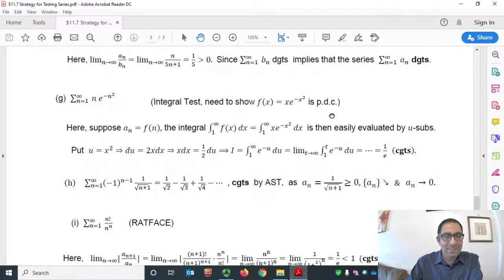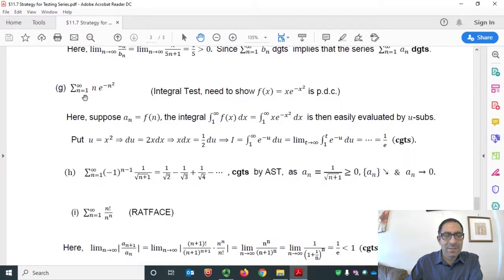Great. Part G, the given series is the summation, n equals 1 to infinity, of n times e to the power negative n squared. For this example, let's use the integral test. So suppose an equals f of n, and put n equals x, so f(x) equals x times e to the power negative x squared. Keep in mind, you need to show this function is positive. The positivity is obvious. The exponential function cannot be 0 or negative, and x is greater than 1. It is also decreasing, and continuous. The continuity part is also obvious.